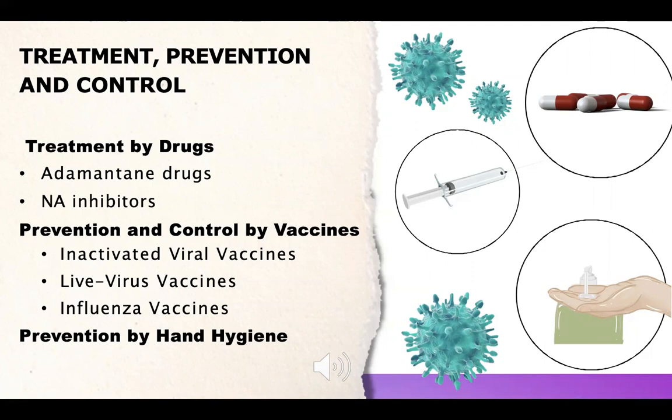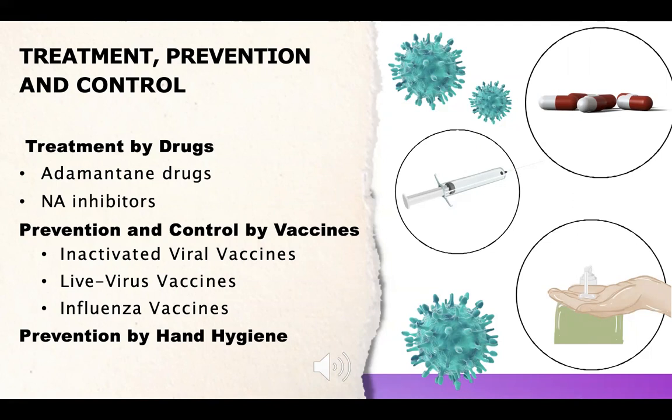Subtypes of influenza circulating around the world are constantly being monitored so that we can create vaccines for those strains. So vaccine types are inactivated viral vaccines, live virus vaccines, and influenza vaccines. Remember, flu vaccines are given yearly. So we have to get the shots yearly also.